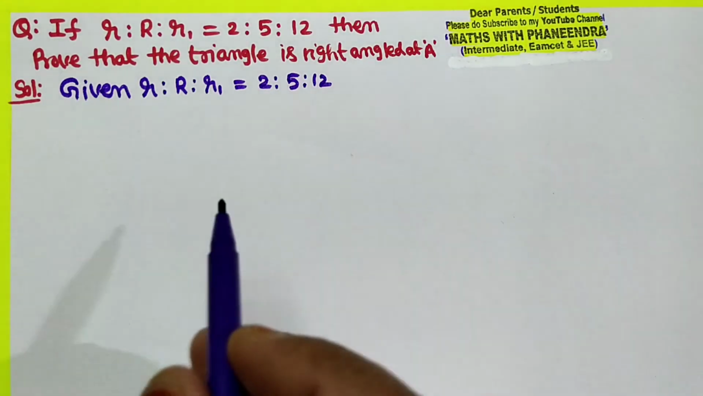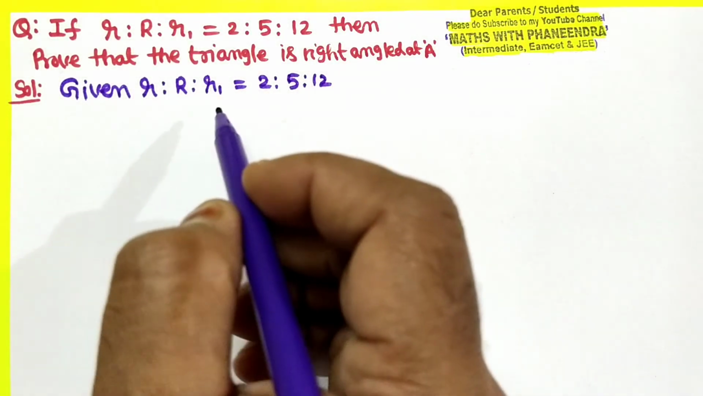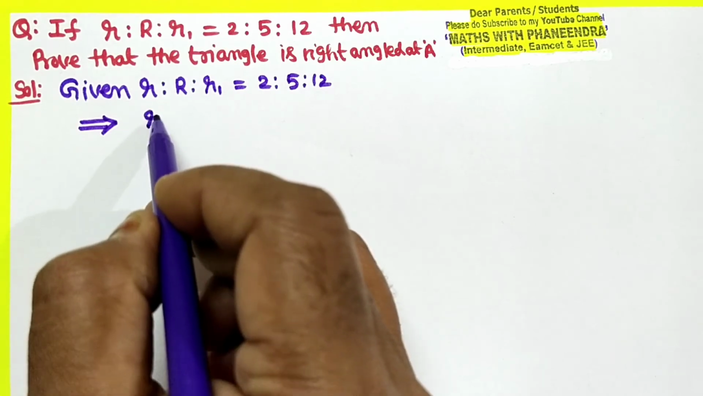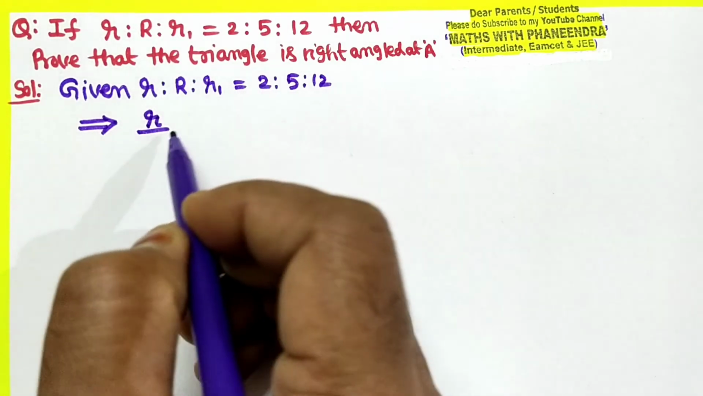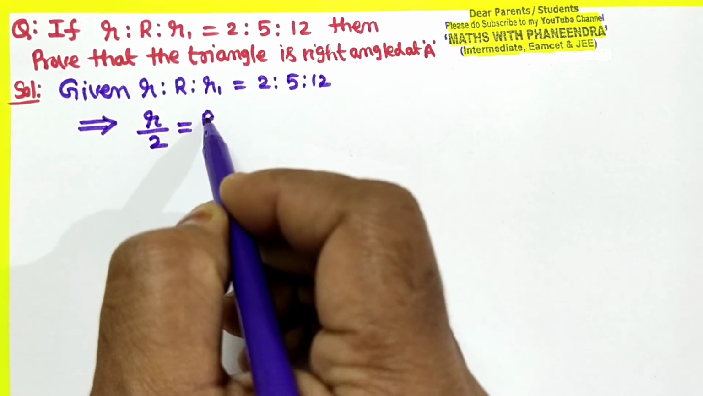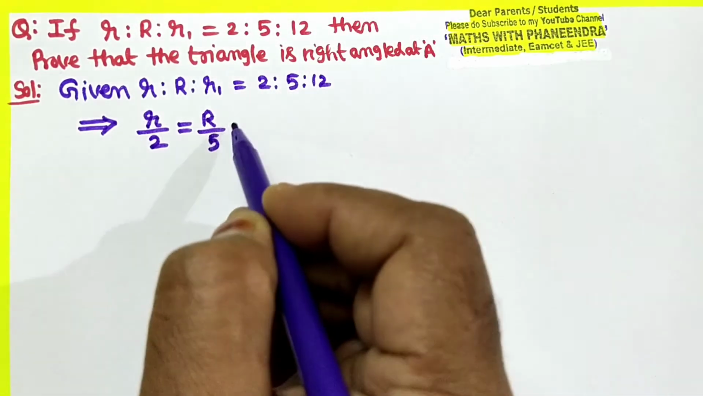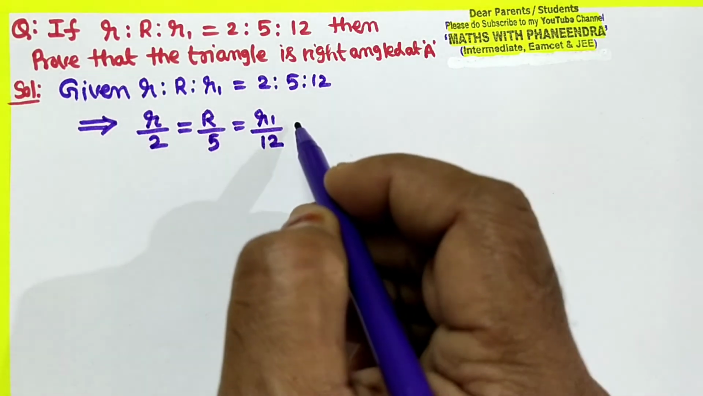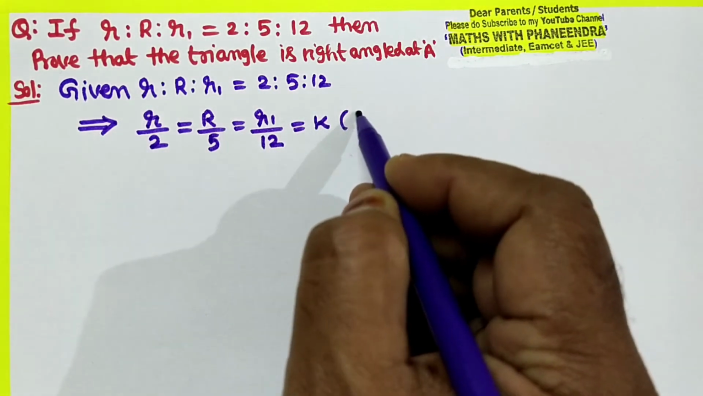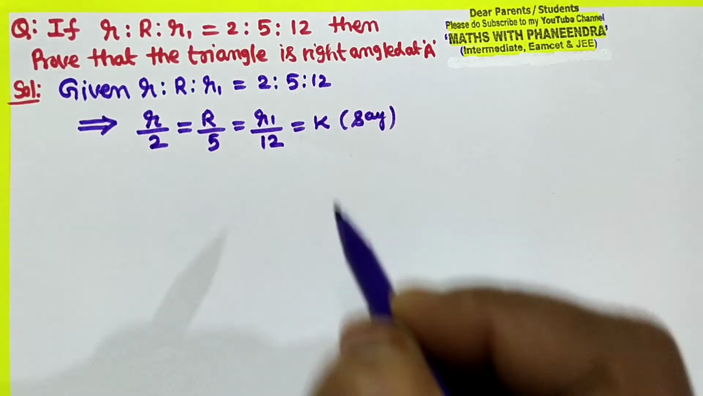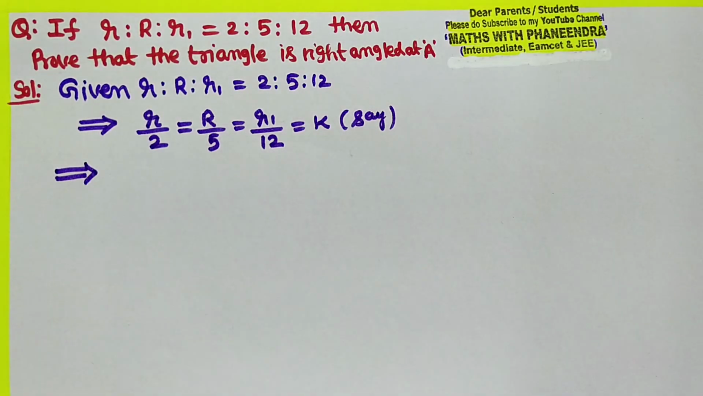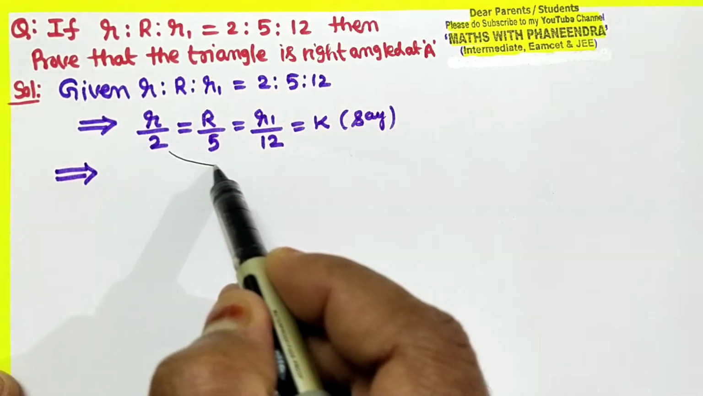Whenever it is given like this, you remember, they are in proportion. Small r divided by 2 equal to capital R divided by 5, which is equal to small r1 divided by 12, which is also equal to some constant k. We have to assume that. That is the reason I am writing here, say we are assuming. After that, we can equate these values accordingly.